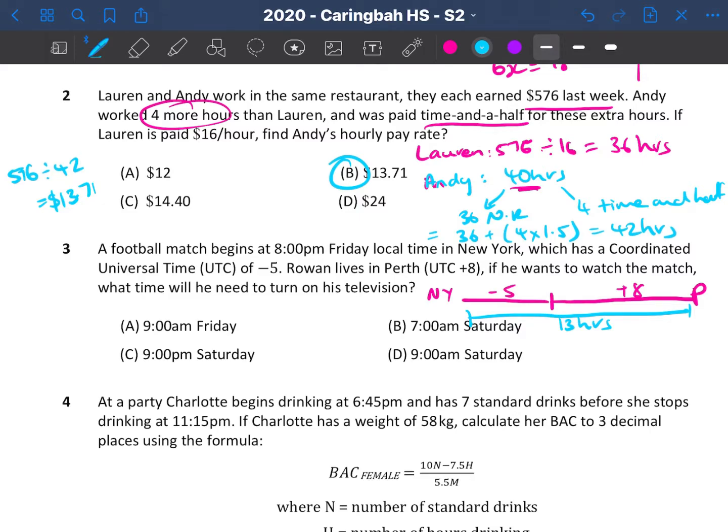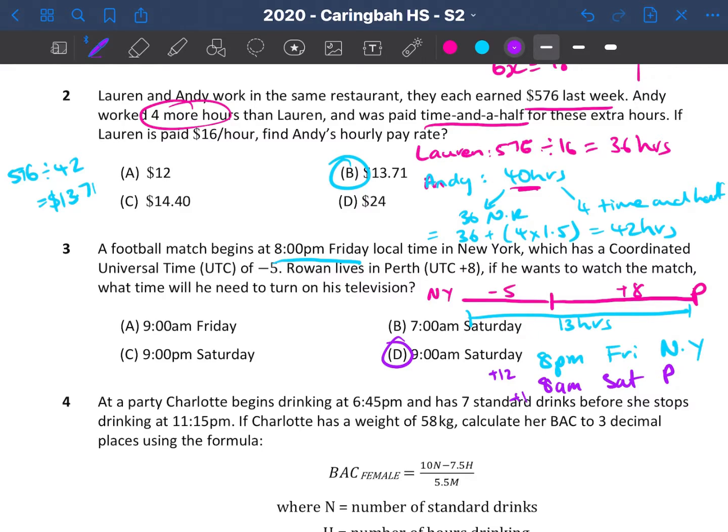Now, we're at 8 p.m. on a Friday in New York, so what time is that going to be in Perth? So if I have 8 p.m. Friday, New York, I need to add 13 hours to 8 p.m. I'm first going to add 12 hours. That gives me 8 a.m. on a Saturday in Perth. And now another extra hour. That leaves me with 9 a.m. Saturday, D.